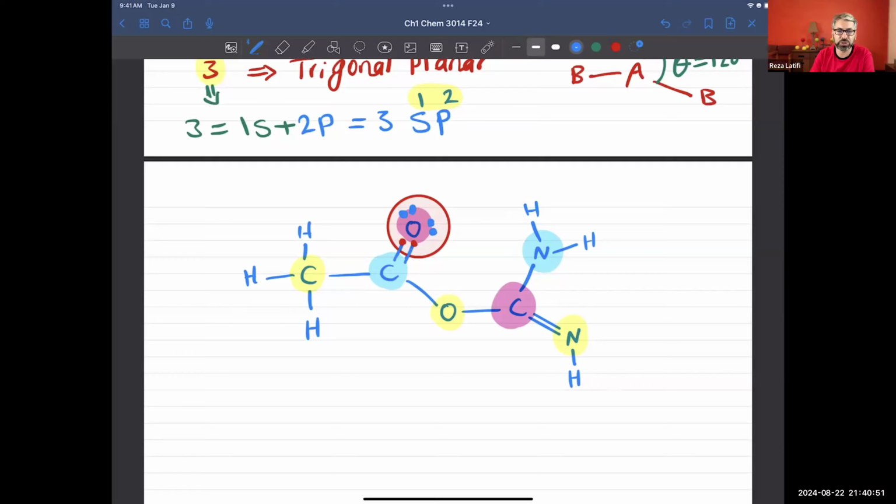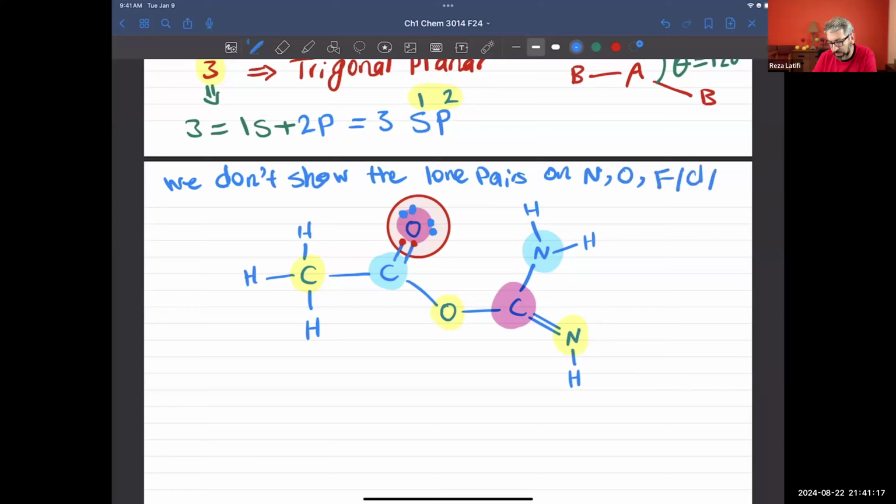Okay, for your knowledge, in organic chemistry, we do not show lone pairs on nitrogen, oxygen, fluorine, bromine. We don't show the lone pairs. Why don't we show the lone pairs? Because it's easy to draw the molecule and move on.